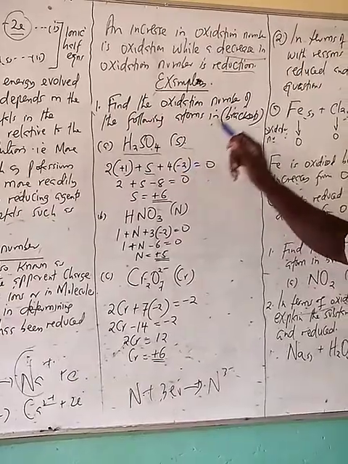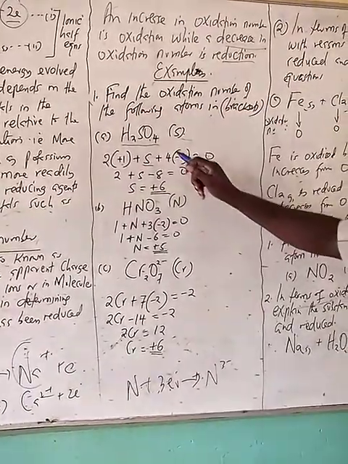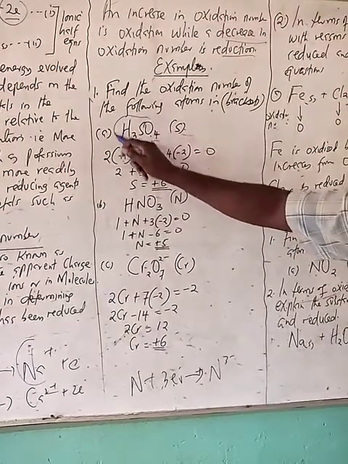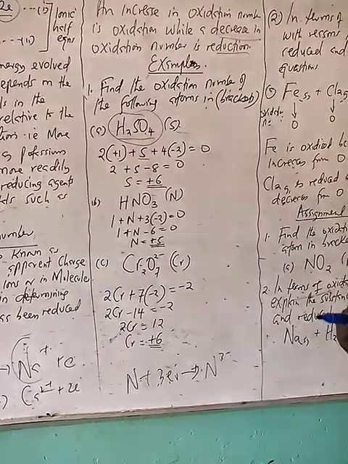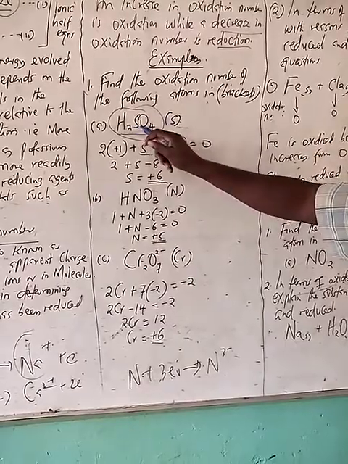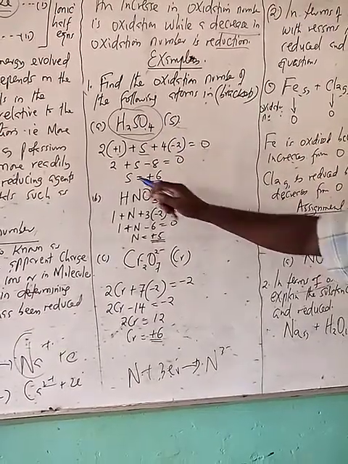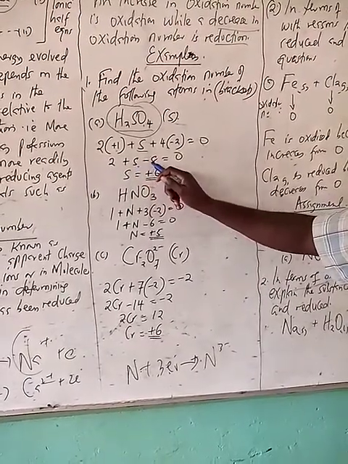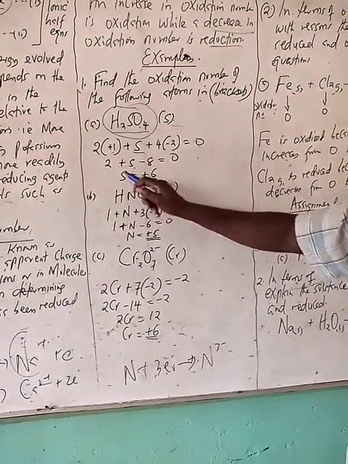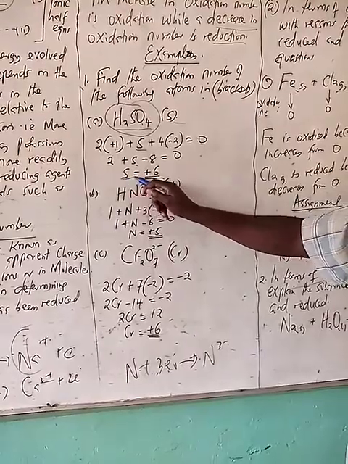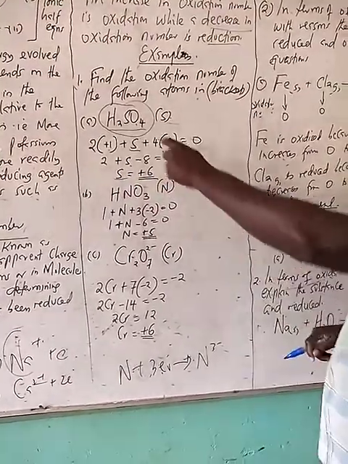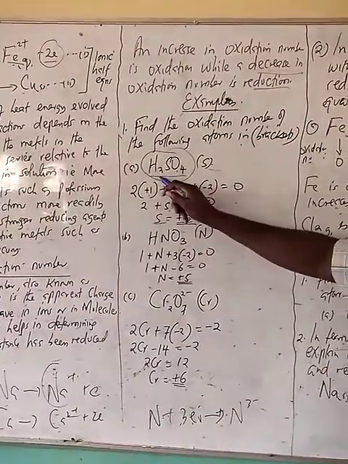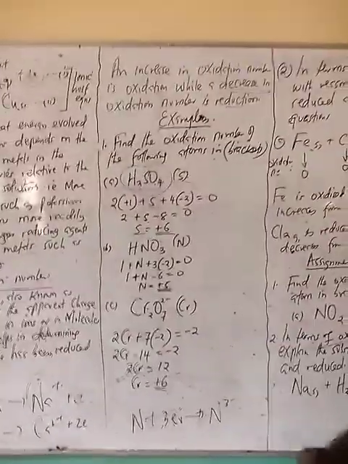Oxygen has an oxidation number of -2 because it gains 2 electrons, and we have 4 of them. This is equal to the charge. Because this one is not charged, the oxidation number is 0. So 2, open the bracket, 2 plus sulfur S minus 8 is equal to 0. If you collect like terms, S will be +6. So sulfur has an oxidation number of +6. That's the reason why we call this substance sulfuric 6 acid.